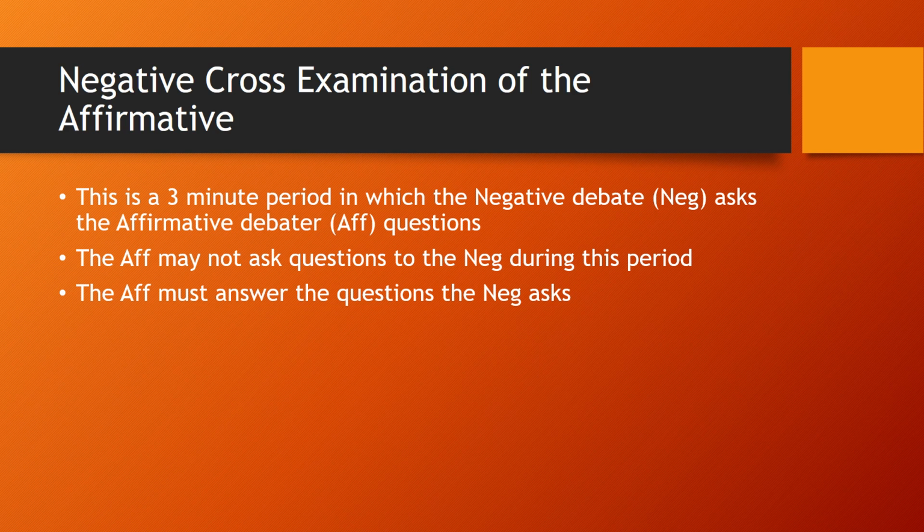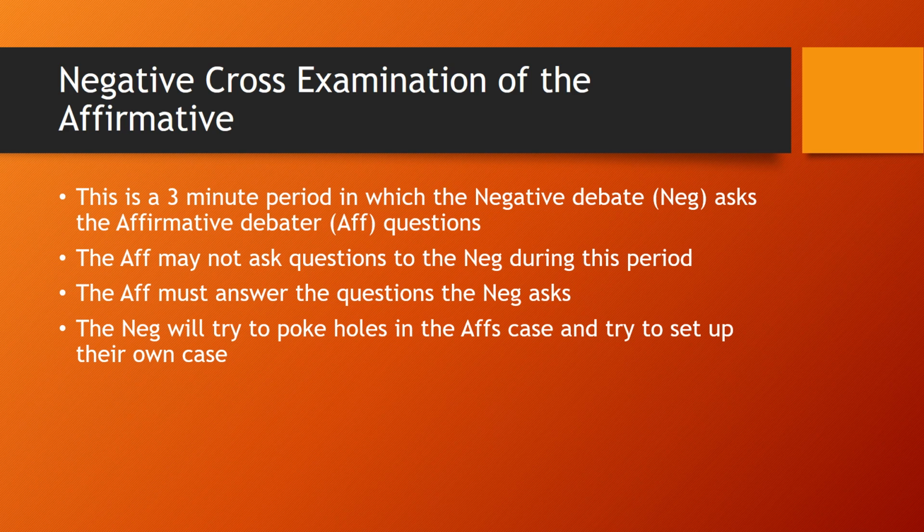You should try to answer every question that's not overly personal. An example of that would be you wouldn't have to answer a question like, what is your phone number? I'd say that's a fair question not to answer. But a question like, is slavery bad, is something you should answer in the cross-ex. The neg's goal here is to poke holes in the affirmative case and to try to set up their own case with questions. And the AFF's goal here is to try not to give too much away to the negative side.